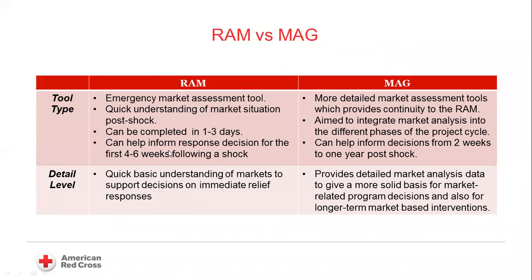So again, when we were talking about differences, Ava, you were asking earlier how long it takes to complete. The official response is 1 to 3 days, but it honestly will depend on the resources you have available on the ground. And then yes, the RAM is a very quick snapshot of the market situation post-disaster. So it's going to be useful maybe 4 to 6, maybe a little longer weeks after a shock. But if you want something 6 months into a disaster, then you might want to look at a longer-term market assessment.